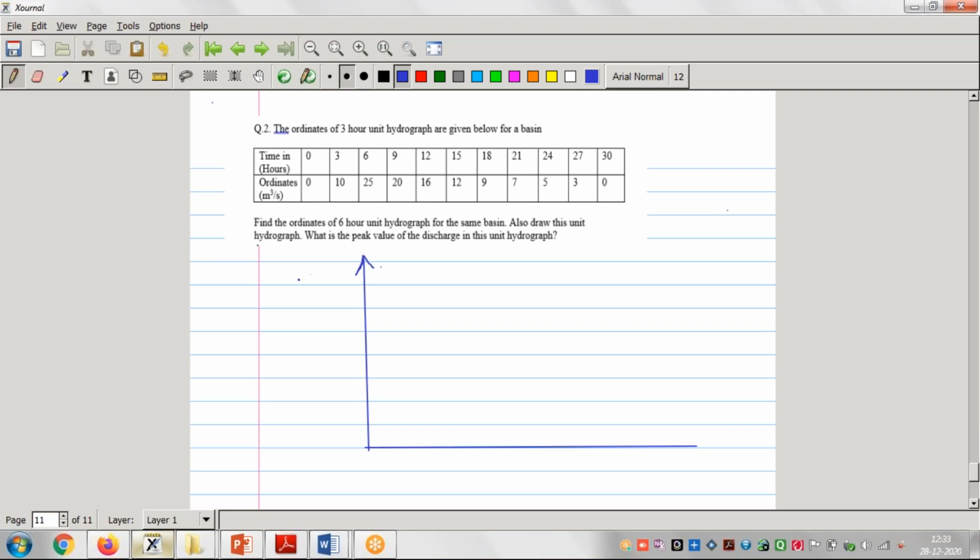See, on the y-axis, I will take the value of Q in meter cube per second. On the x-axis, I will take the value of time, right? Now here, the interval is given: 0, 3, 6, 9, 12, 15, likewise. So here 0, then 3, then 6, then 9, then 12, then 15, then 18, then 21, then 24, likewise, right? Now, the ordinates of a 3-hour unit hydrograph are given for a basin.